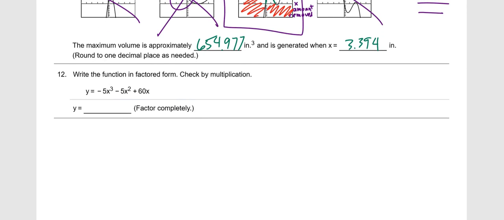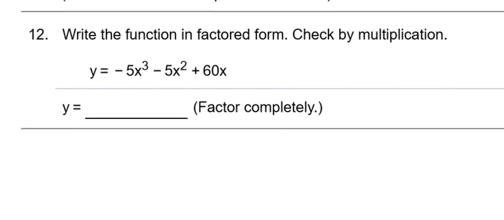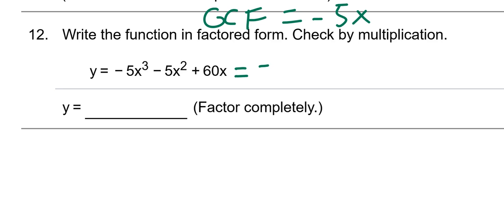Okay, question 12. Any GCFs that I can pull out of there? Okay, 5x, great suggestion. I'm going to add one more thing to that suggestion. Let's make it a negative 5x. There's a reason why I'm going to do that, because what's left over in these parentheses, I really want that first term to have a positive. So if I pull out the negative, my life will be a lot happier.